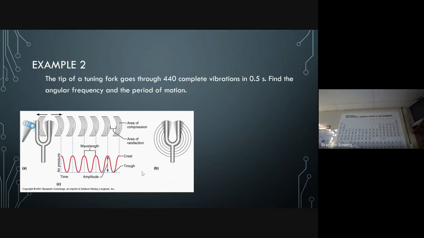Okay, now, this involves a vibration. The tip of the tuning fork goes through 440 vibrations in 0.5 seconds. Find the angular frequency and the period of motion.